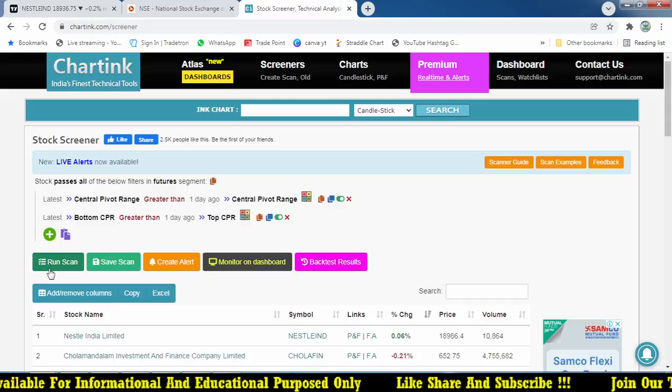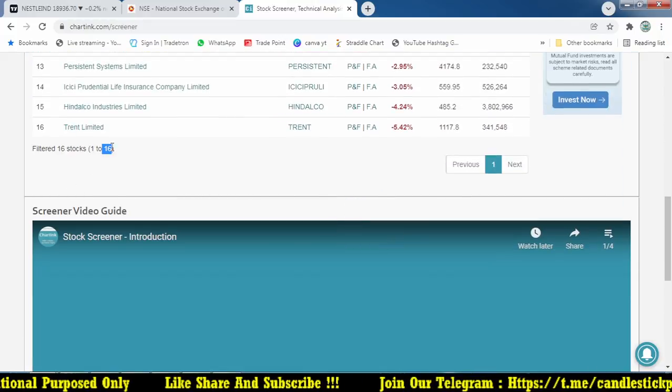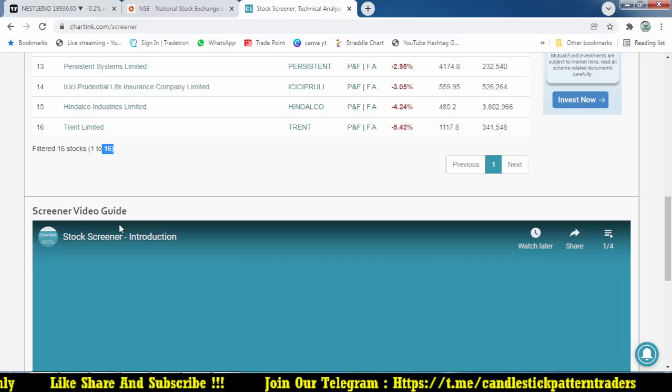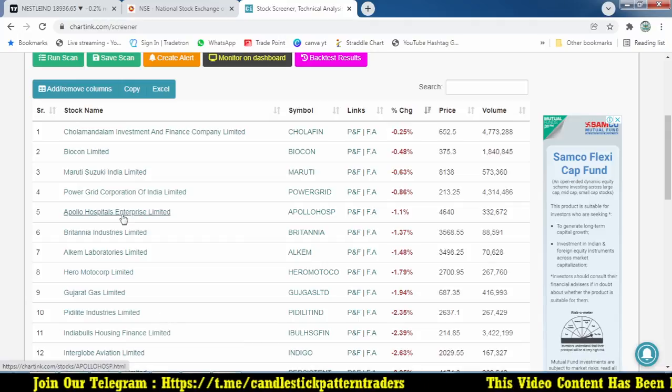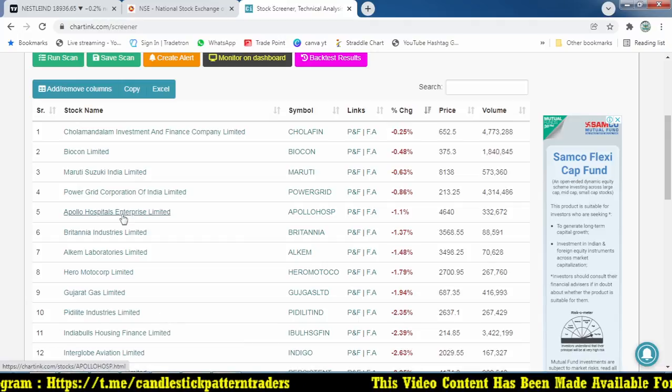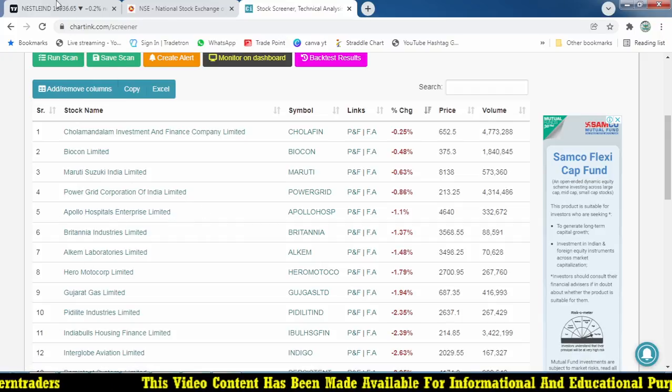So maybe this will help you to find out. Only a few number of stocks will be left. Now you see only 16 stocks, almost 5 stocks we have filtered out from this, because what am I expecting here? Those stocks which are completely higher than the previous day. So if you check here, Apollo Hospital, Power Grid, a lot of stocks.